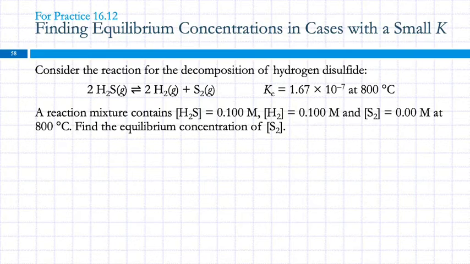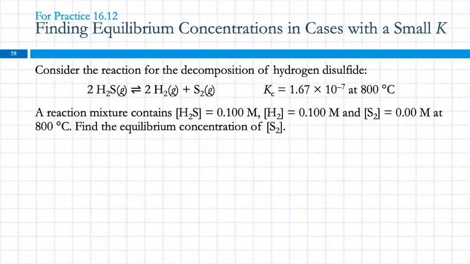So let's do a real example. We're going to do a couple of examples here. Here we've got decomposition of hydrogen sulfide into its elements. Here our Kc is 1.67 times 10 to the minus 7, so we see that that is a small equilibrium constant. Our reaction mixture contains 0.1 molar of the hydrogen sulfide and of the hydrogen to start with, and 0 of the S2, and it wants us to find the equilibrium concentration of S2.